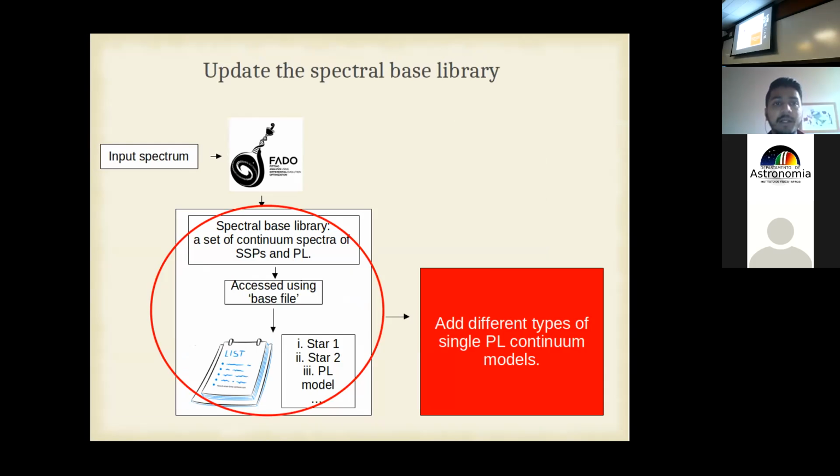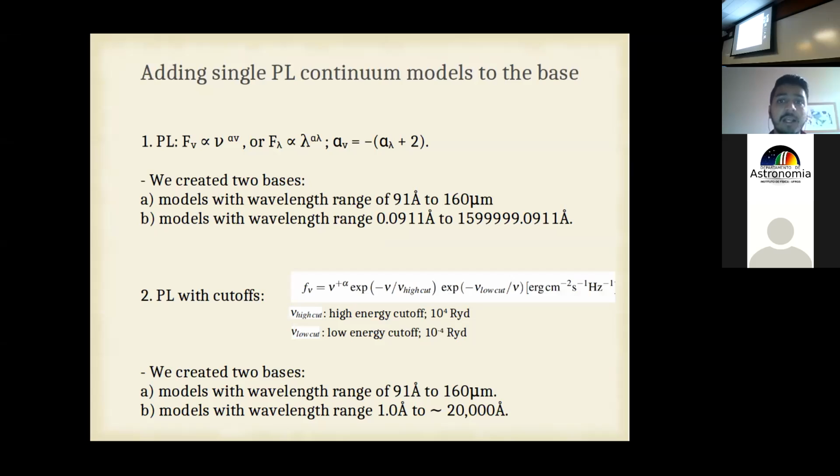So our first step involved updating the spectral base library of Fado. What we did is we added different types of single power law continuum models and performed certain tests. A power law is something of the form where the flux is proportional to the frequency to the power of alpha nu, where alpha nu is the power law index.